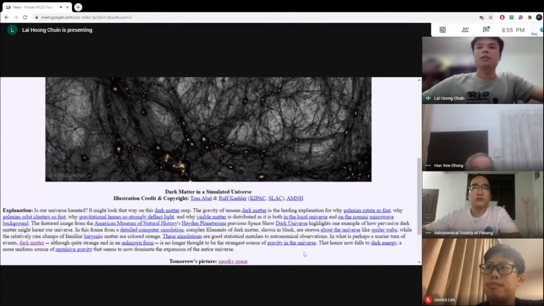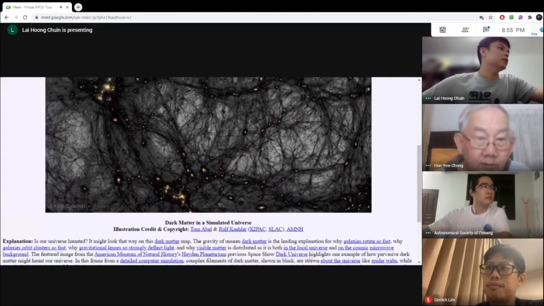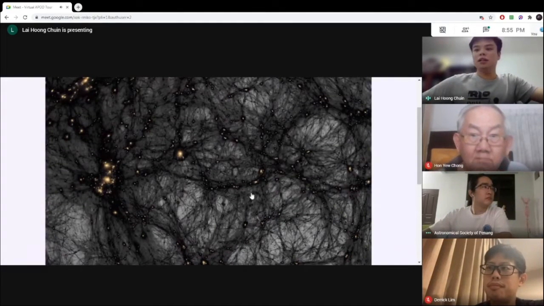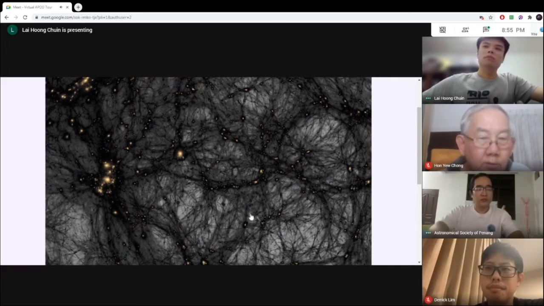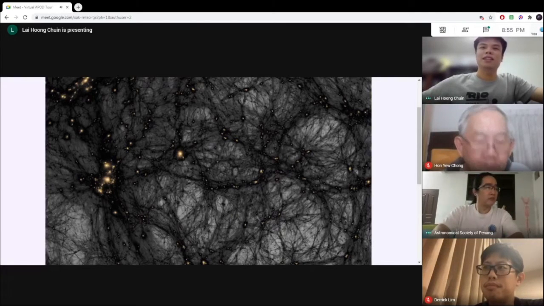So dark matter explains all these phenomena. This is a simulation, because as I mentioned just now, dark matter does not emit visible light, does not emit the whole electromagnetic spectrum. So we know it exists, but we don't have the technology to detect it yet, right? It's unfair to say that we cannot see it, but a better way to say it is we don't have the technology to detect it yet.